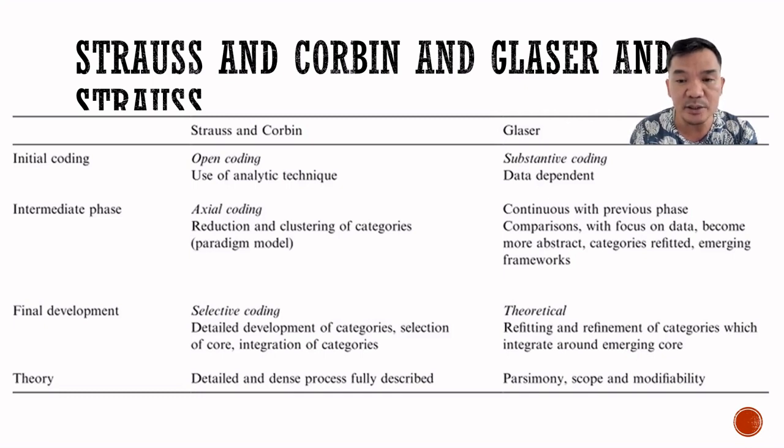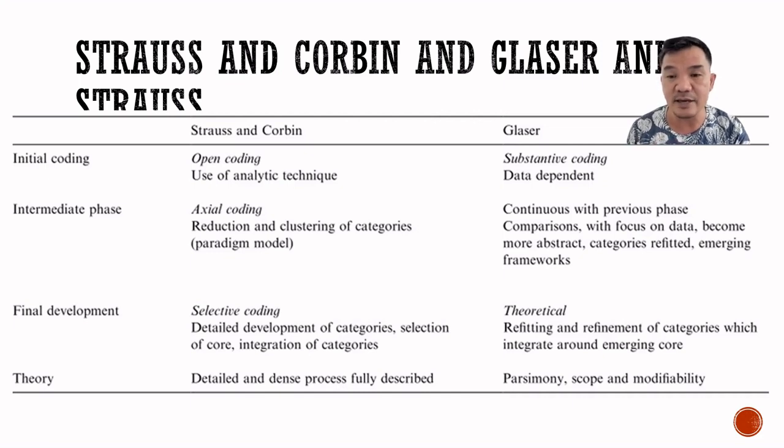And during the intermediate coding, Strauss and Corbin introduced axial coding. This is defined here as the reduction and clustering of categories. And axial coding will help you define the major categories needed to define your theory as a process. So this is a helpful tool also for individuals or grounded theory researchers who have difficulty organizing the codes they have derived during the open coding.